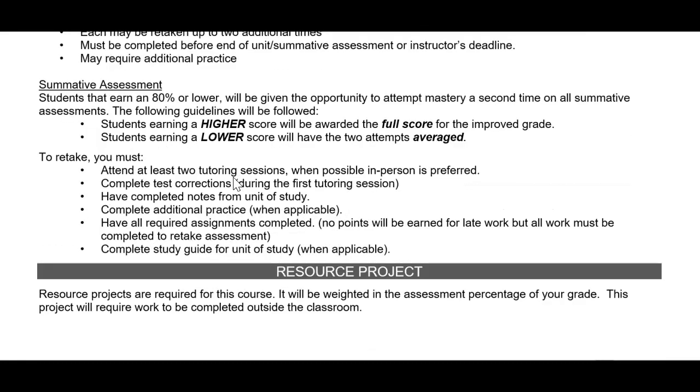That's on quizzes or formative assessments. Unit test, if you've earned an 80% or lower, you'll be given the opportunity to retake a test. Here's what you must do to do so. Before I explain the must-dos, let me talk about how they'll be scored. If you retake a summative assessment and you earn a higher score, you will be awarded that full score. If you retake a test and you get lower than 80%, then we will average the 2 attempts.